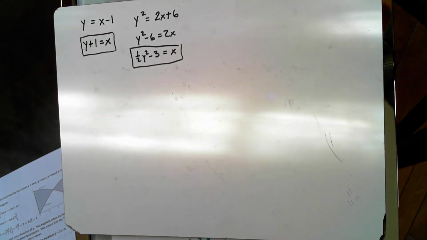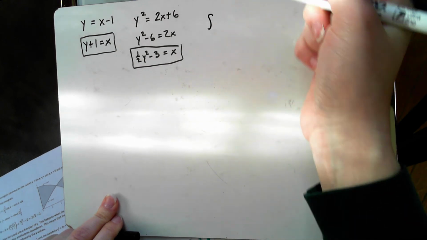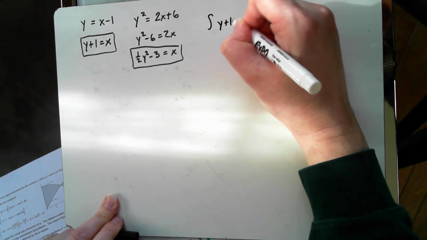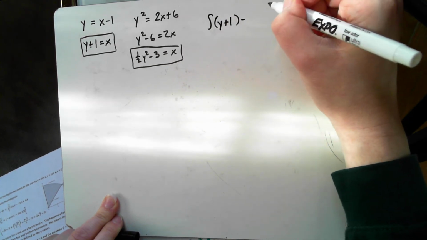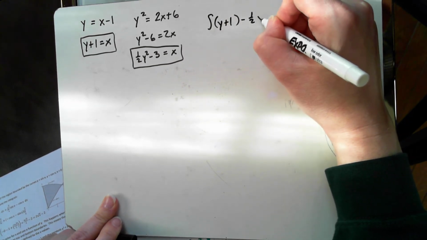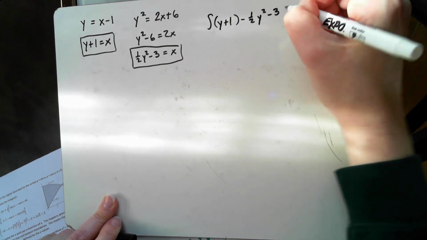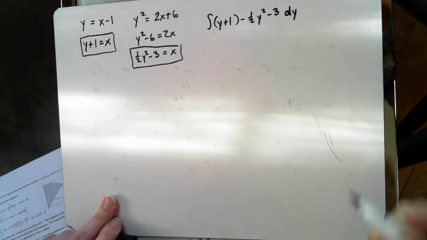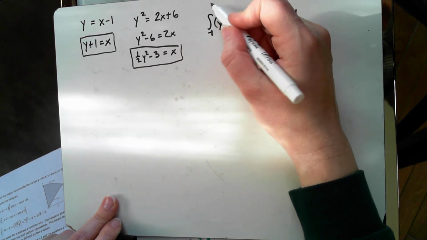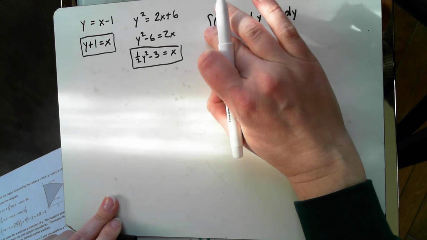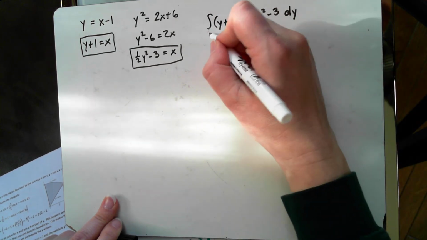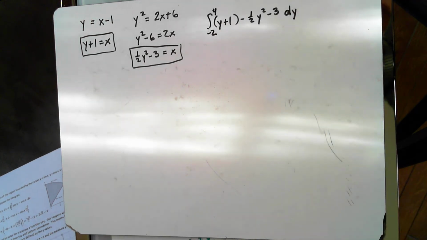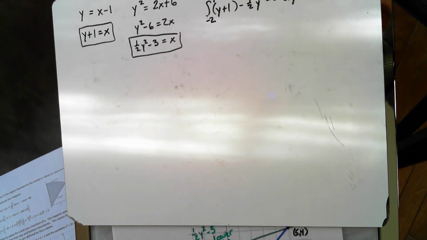Okay, I need the integral of the blue function, which was y plus 1, minus the green function, which was 1/2 y squared minus 3. Now it's in terms of y, and I'm going from -1 to, oops, wait, not -1. We're doing it in terms of y, so I pick the y values, -2 to 4. Okay, I picked the y values from those intersection points.